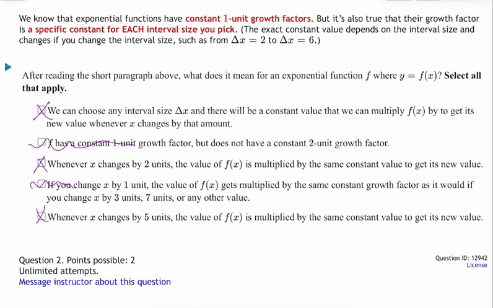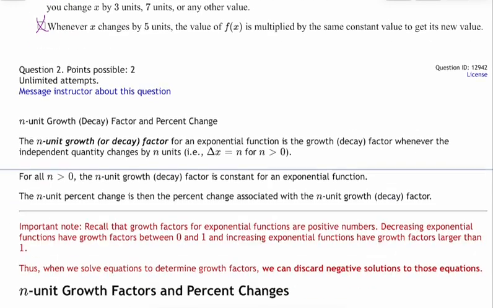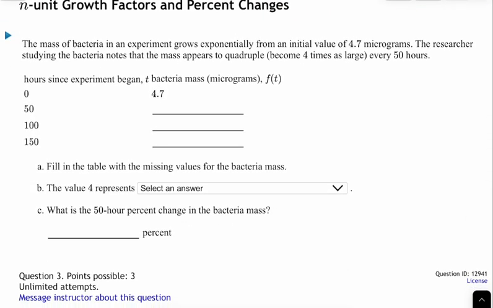Okay. Now we need to jump down below and we have an actual little scenario. In this case, mine's about bacteria. Your micrograms might be 4.2, 5.5, 6.2. Mine's 4.7. Now it says at time 0, there is 4.7 micrograms of bacteria in the petri dish or whatever it is. The researcher's study notes that the mass appears to quadruple, so it multiplies by 4 every 50 hours. So we've got a little chart here.